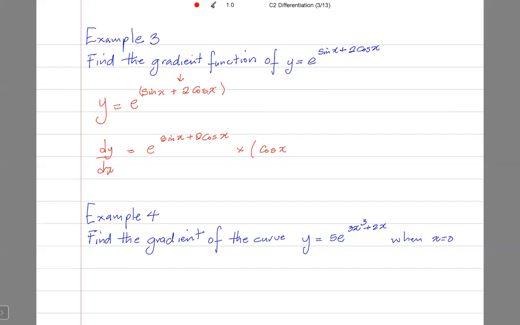And if I differentiate cos x, I'm going to get minus sine x. So this is minus 2 sine x. So if I want to write it pretty, I could probably put this as cos x minus 2 sine x multiplied by e to the sine x plus 2 cos x.